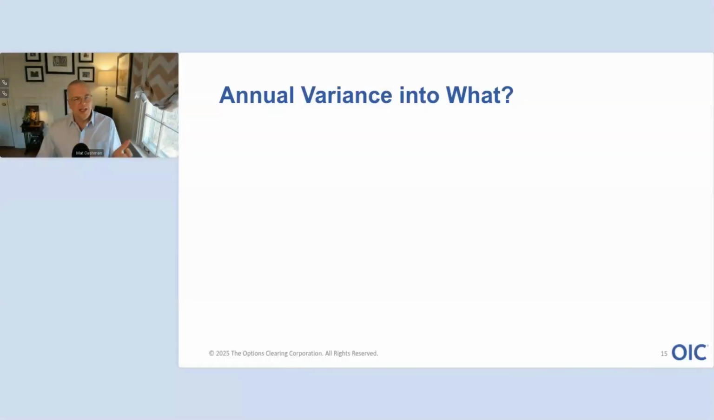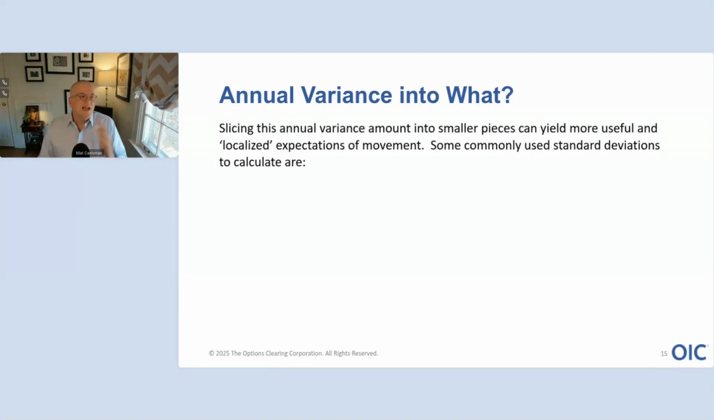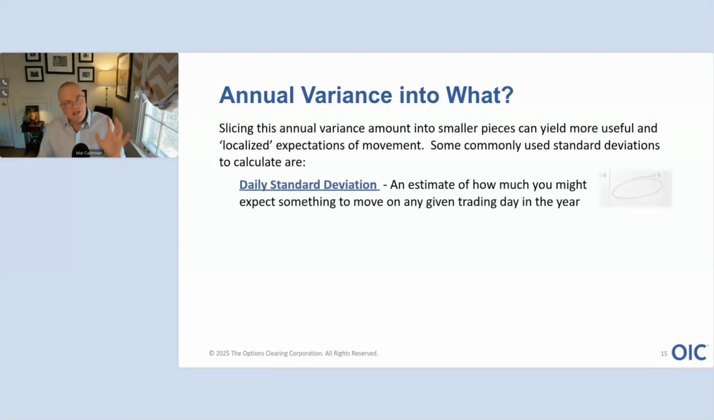How are we going to actually slice this into smaller pieces? There's really three different ways that you can do this. I mean, there's lots of different ways you can do it, but there's three main ways that people do it. So, slicing this into smaller pieces. These are some of the commonly used smaller pieces that we use. In this case, daily standard deviations. You're looking for a daily standard dev. That's how much expectation of movement you can expect on any normal day, any normal trading day that's happening. That's the square root of 252, because there's 252 trading days in a year.